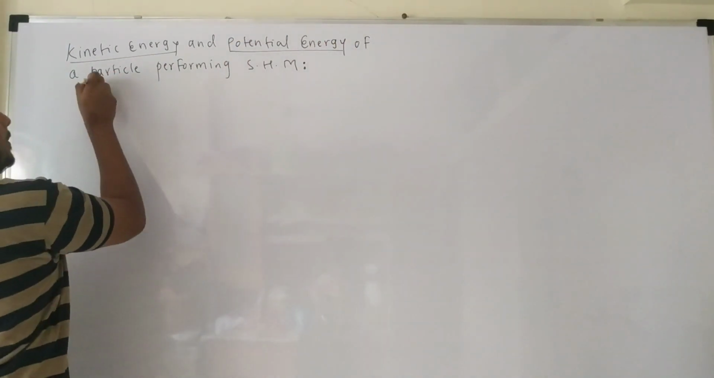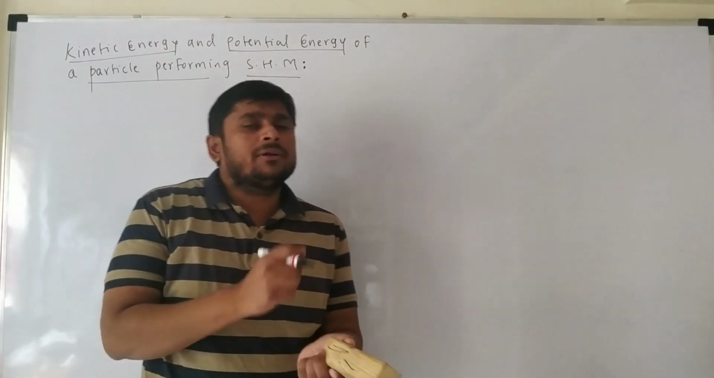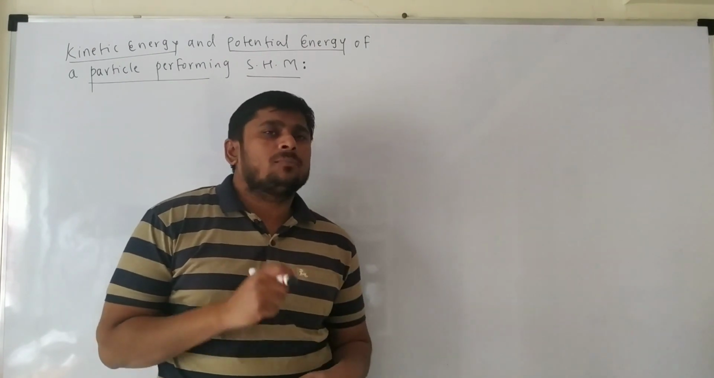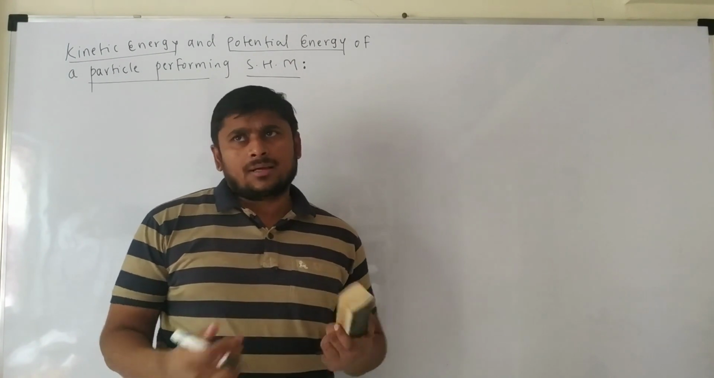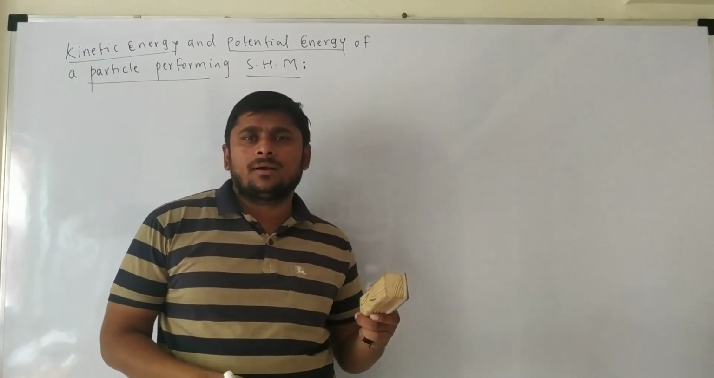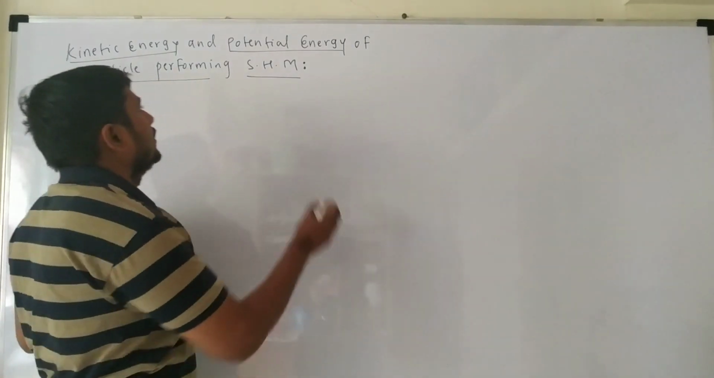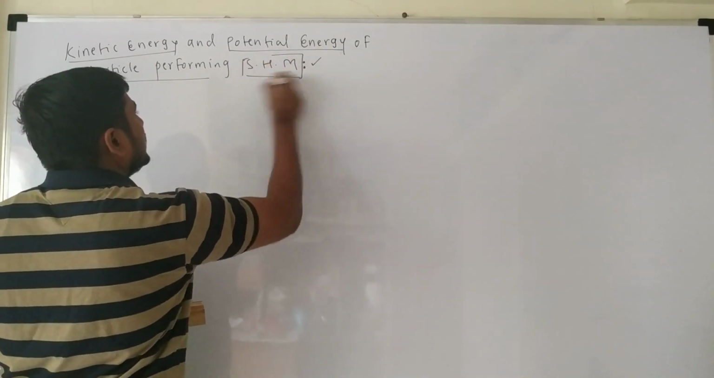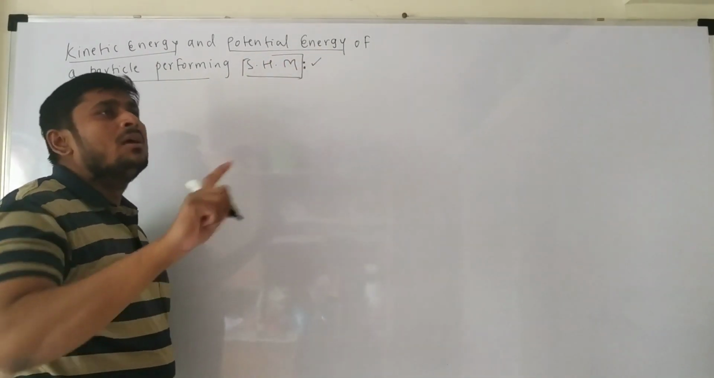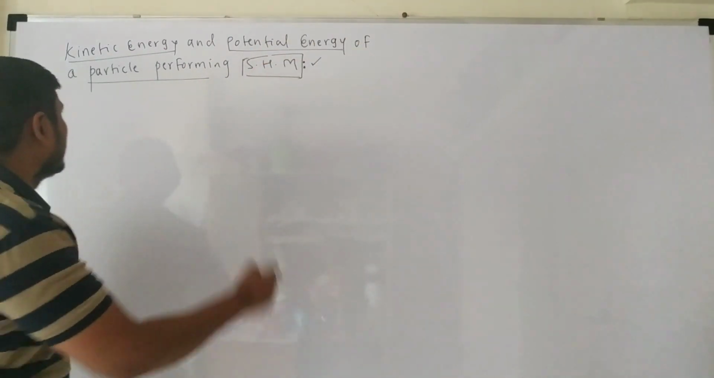of a particle which performs simple harmonic motion. That means we want to calculate the kinetic energy of a particle which is vibrating, or oscillating, or the kinetic energy and the potential energy of a particle which is supposed to be performing simple harmonic motion.